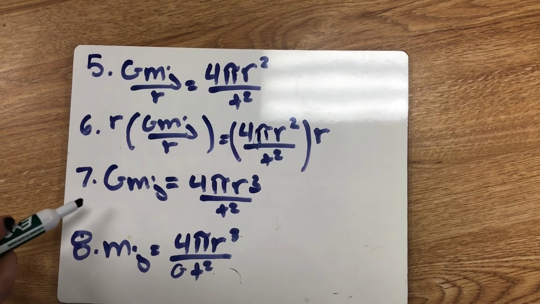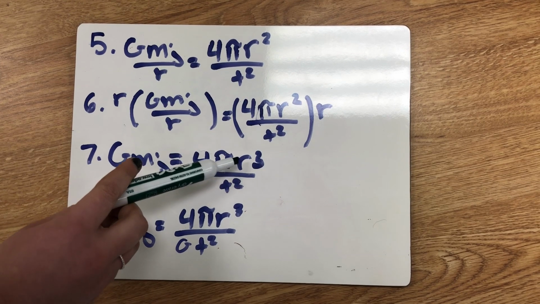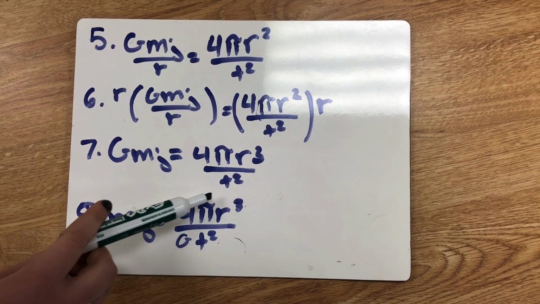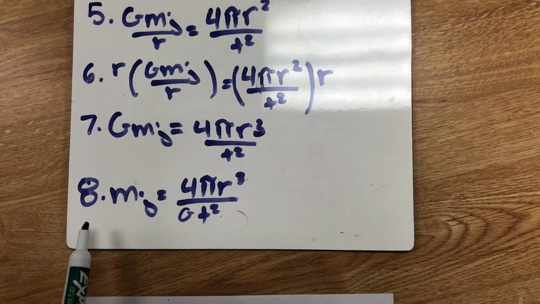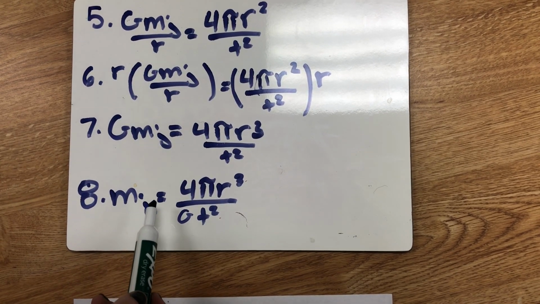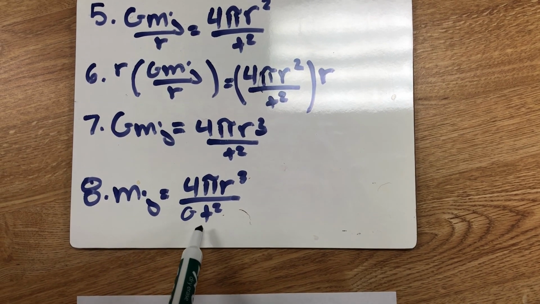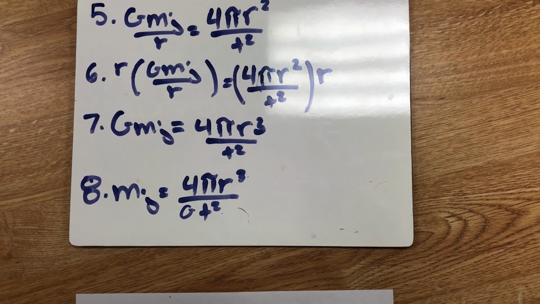This simplifies all the way down to G times the mass of Jupiter equals 4 pi r cubed over t squared. From there, you just divide by the universal gravity constant to get the mass of Jupiter equals 4 pi r cubed divided by G times t squared.